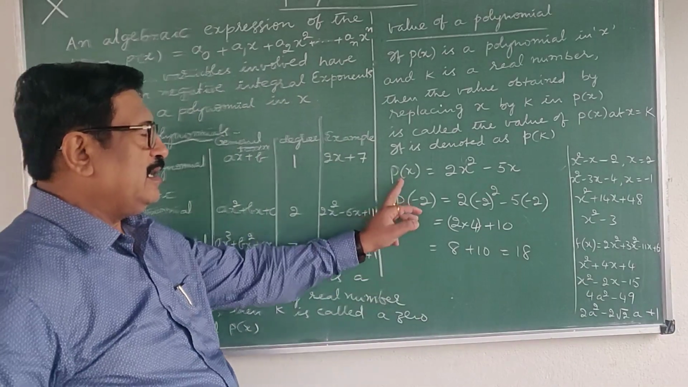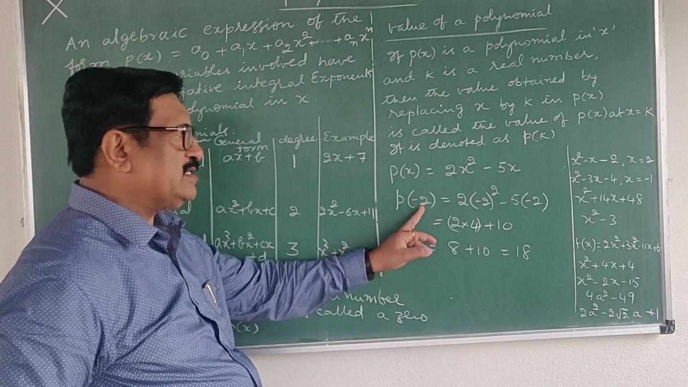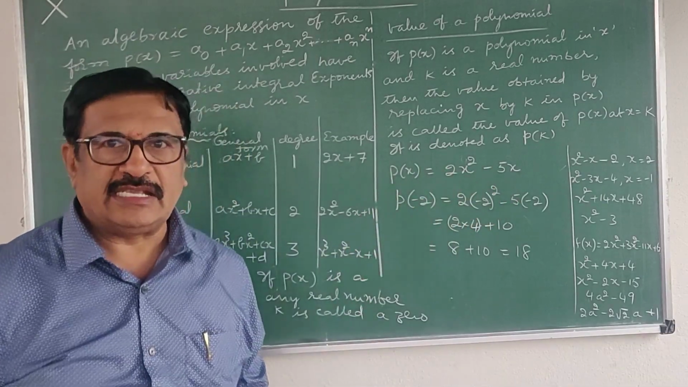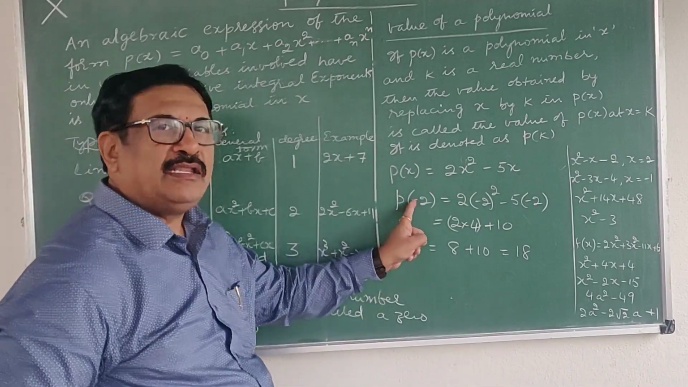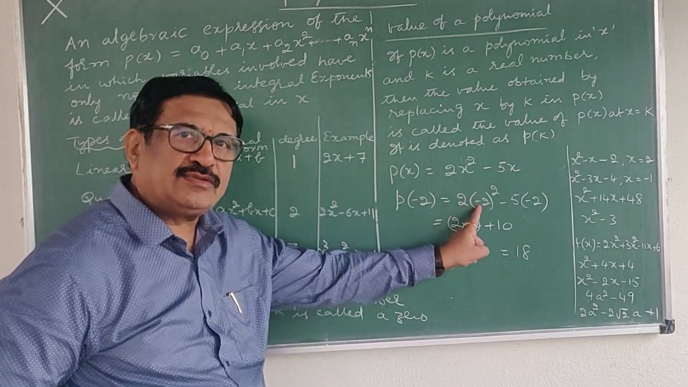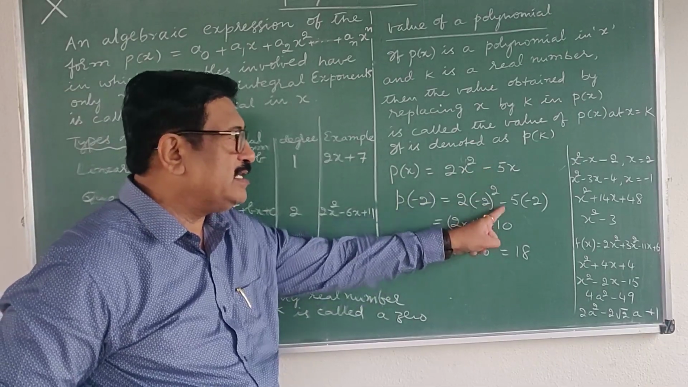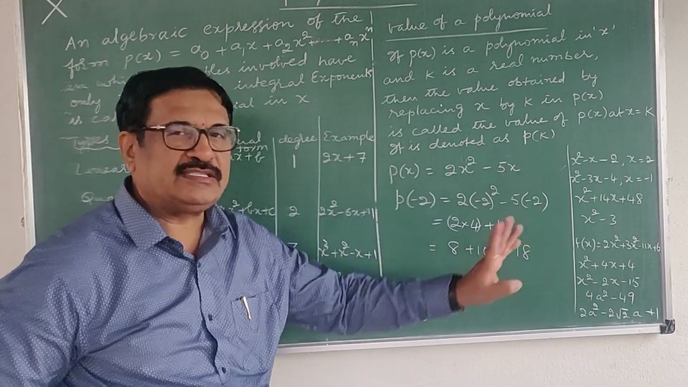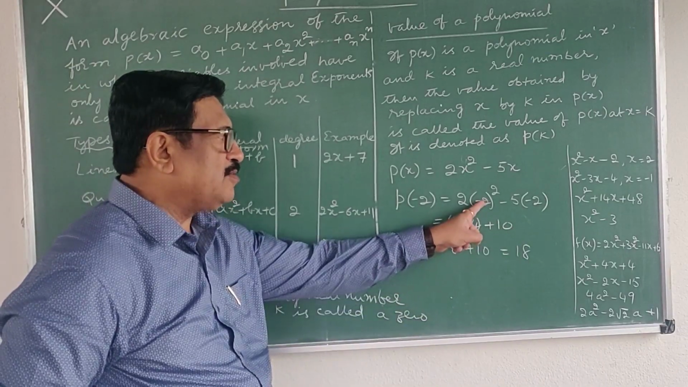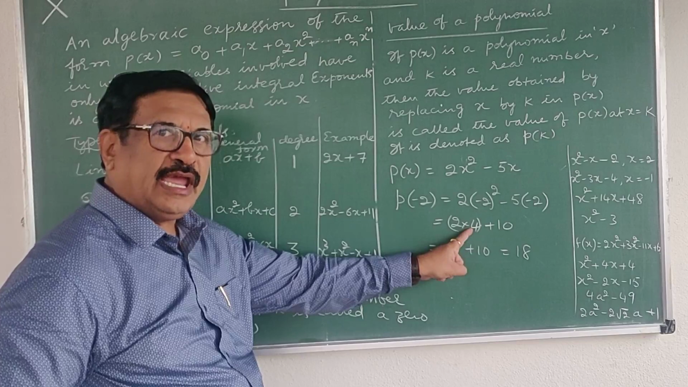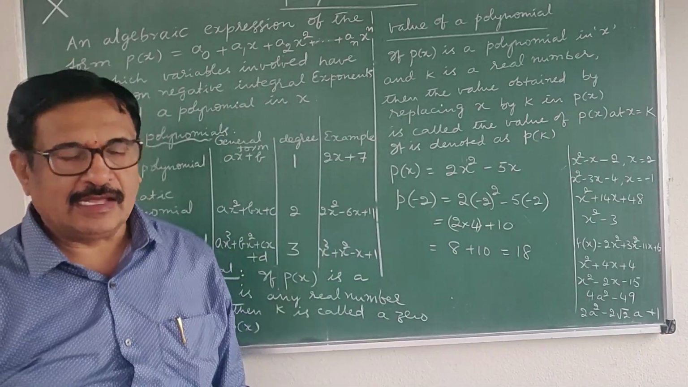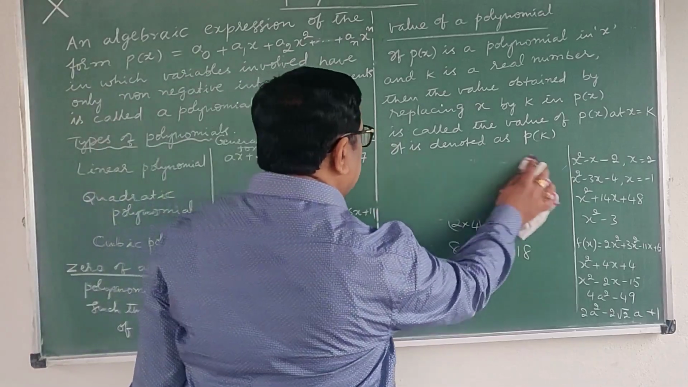I repeat, if I have to find p of minus 2 in the given polynomial, wherever the variable x is there, replace it by minus 2. So 2 into x squared becomes 2 into minus 2 the whole squared, minus 5 into, in place of x you put minus 2. What do you get? 2 into minus 2 whole squared is 4, 2 into 4 is 8 plus 10. So 18 is the answer. Agreed? Now let's take one more example.